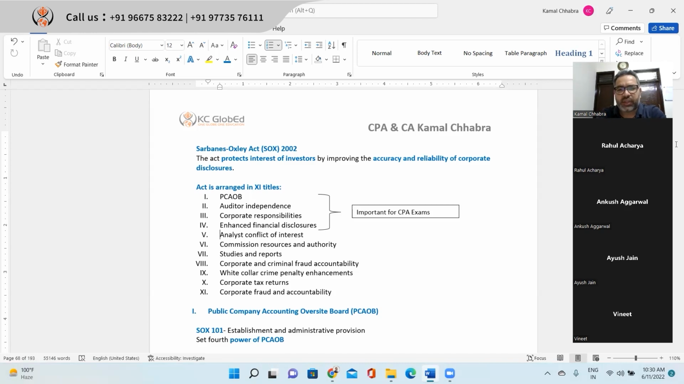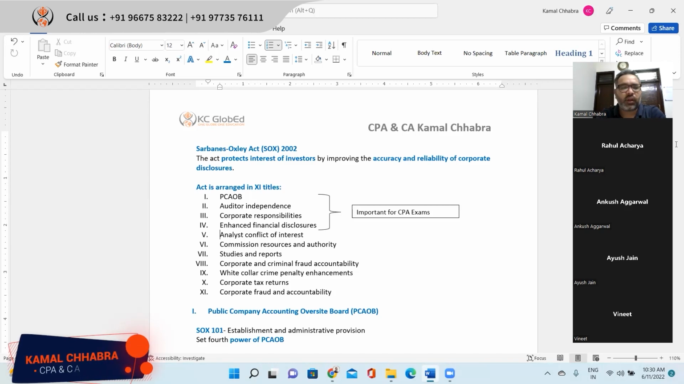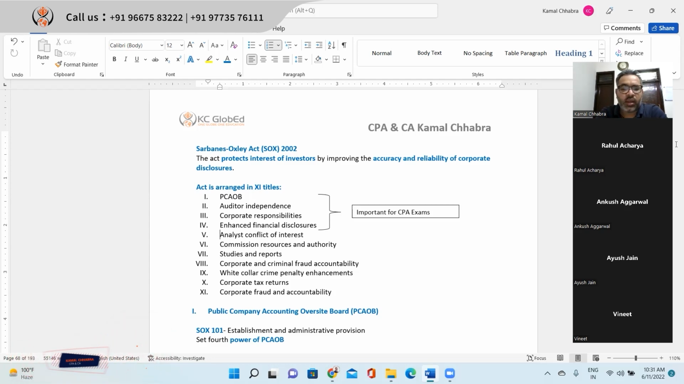And the major objective of this act is to protect the interest of the investor, the same way as the Dodd-Frank Act 2010, which we were discussing in our last class. The Dodd-Frank Act came in 2010 after looking at the overall operation of SOX 2002. Whatever shortcomings there were, they tried to cover with the Dodd-Frank Act back in 2010, right?